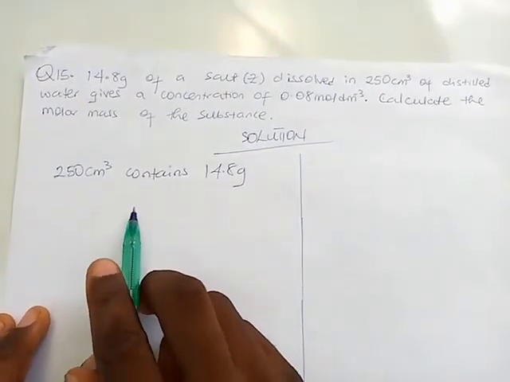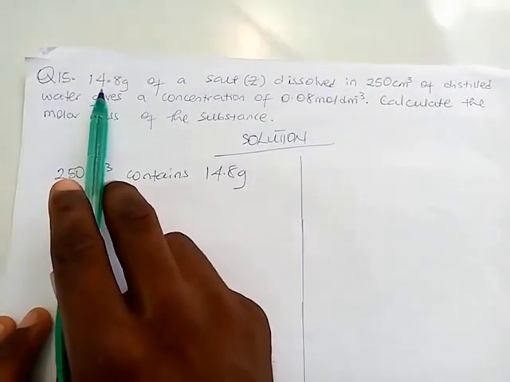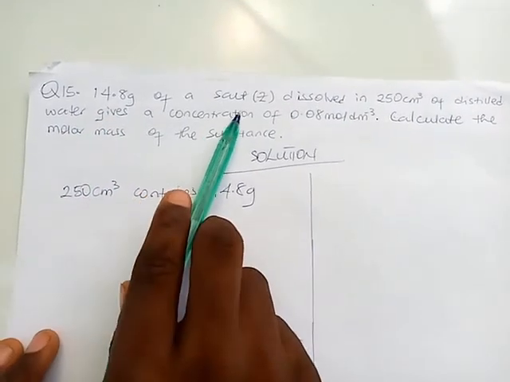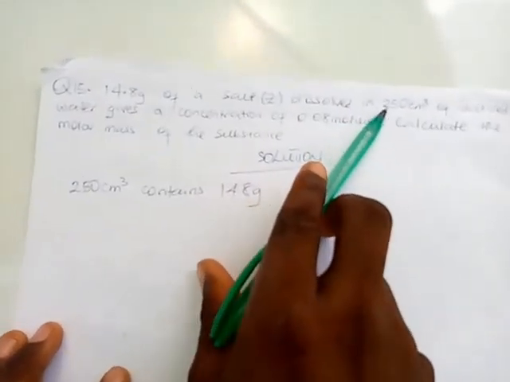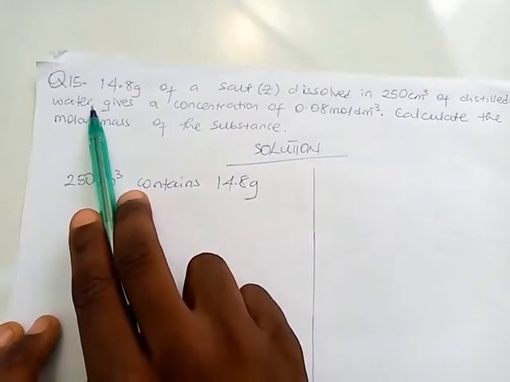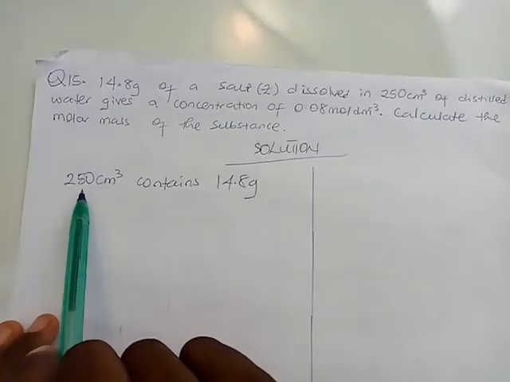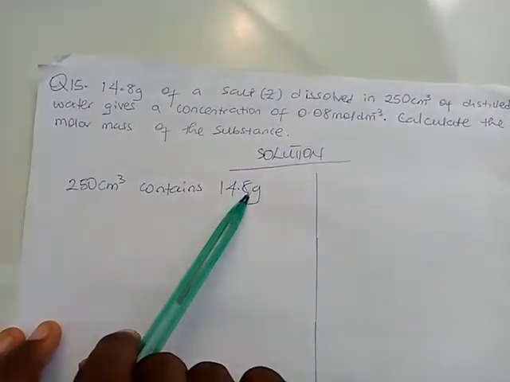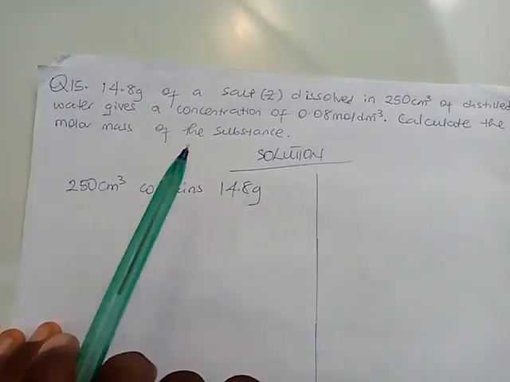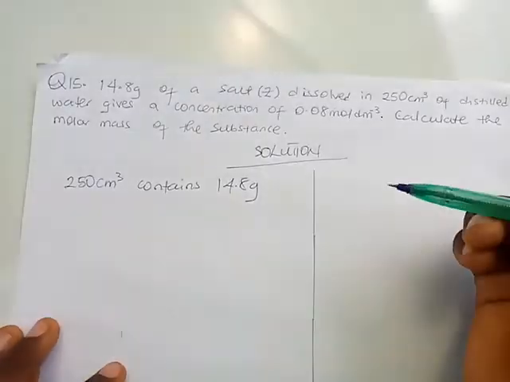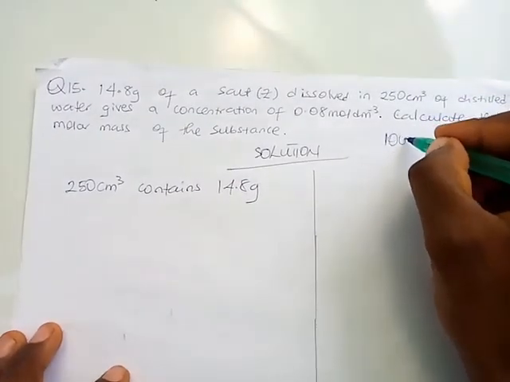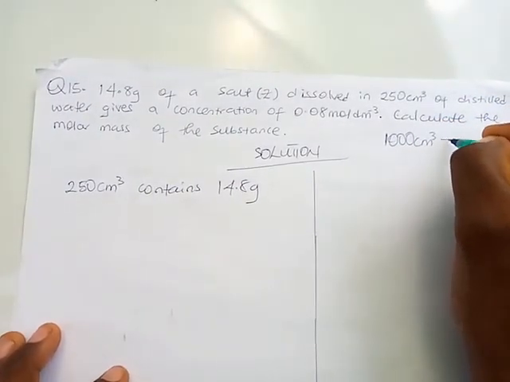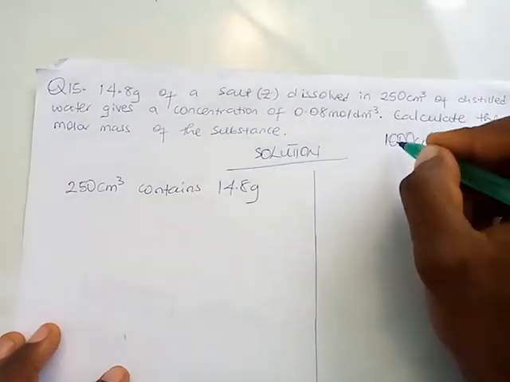This statement is from this place actually. 14.8 grams of a salt dissolved in 250 cm cube of distilled water. That means that this 250 cm cube of the distilled water contains 14.8 grams of the salt. That is what it implies. Now we know that 1000 cm cube is equal to 1 dm cube.